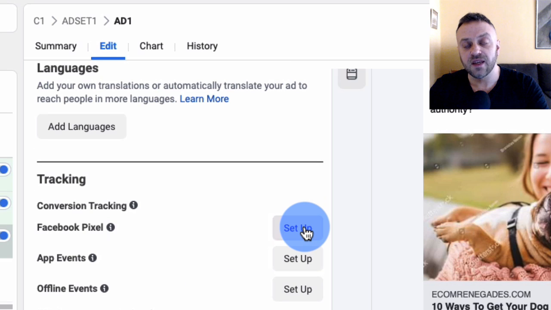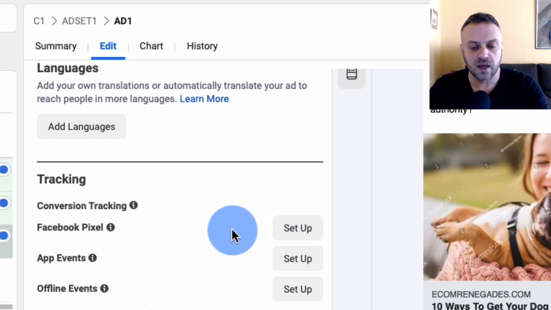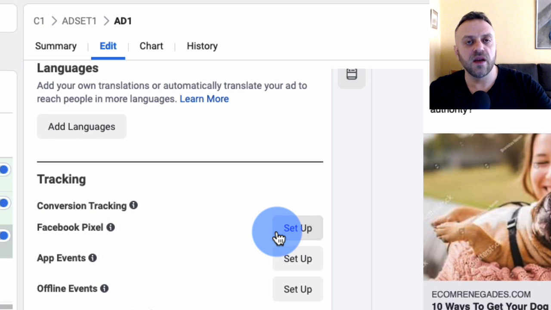Another thing you want to do is set up the pixel. I have another video on my channel that shows you how to do that. What the pixel does is it tracks conversions and leads. You can also go into your Clickbank account and set up a pixel in there as well. And that's going to feed data back to Facebook. It's going to know that this user came to your website and didn't do anything, so skip that user. This other user came to your website and ended up purchasing the product. And when they purchase, Clickbank is going to feed that data back to Facebook.